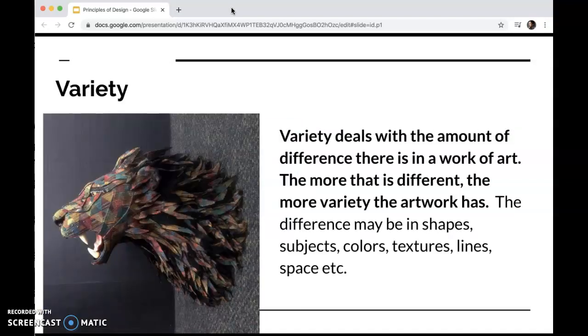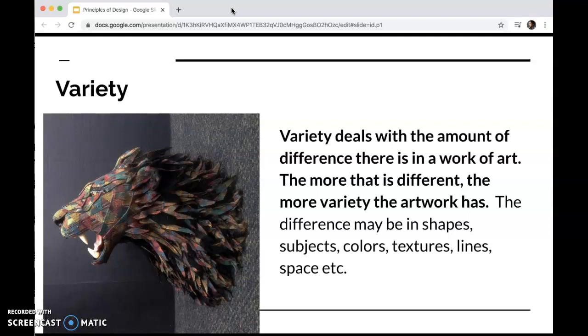The next one we're going to talk about is something called variety. So variety is having a lot of difference in an artwork. So the more difference that you have, the more you're showing variety. And sometimes variety can be a great way to really hold somebody's attention because they're noticing all the differences and comparing different things within the artwork. You could have variety through color, texture, lines, space, through a lot of different elements of art.